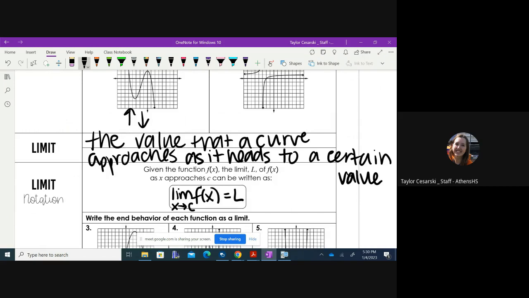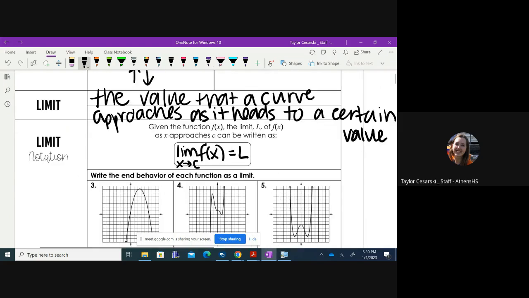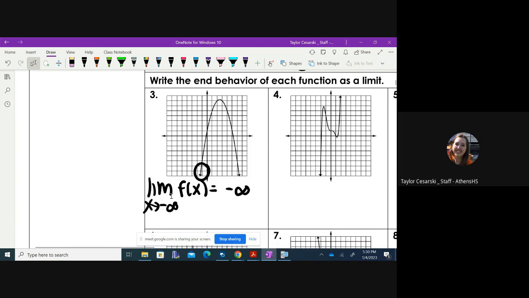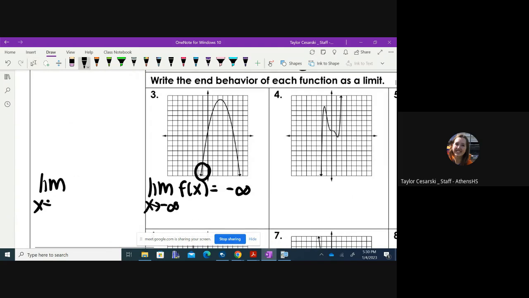So when we wrote end behavior, we wrote the limit as x approaches negative infinity and the limit as x approaches positive infinity, meaning what's happening on the left side of the graph, what's happening on the right side of the graph. So a little review, the limit as x approaches negative infinity, it's going down, is equal to negative infinity. That says the left side is going down. And then we have the limit as x approaches positive infinity. That's also going down. So that's also going to equal negative infinity.